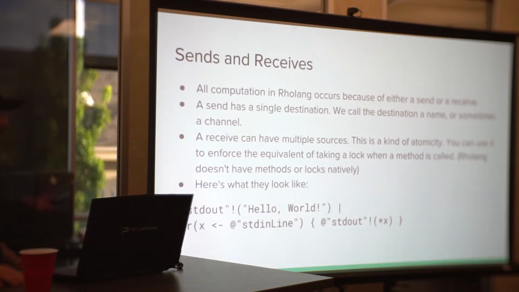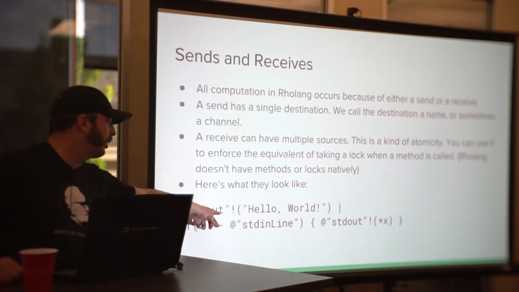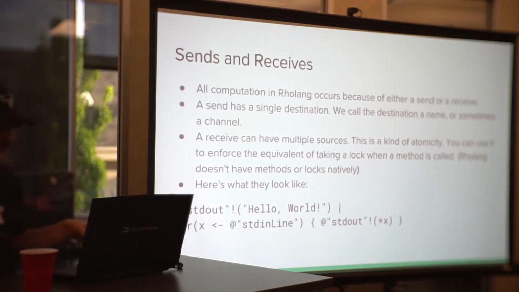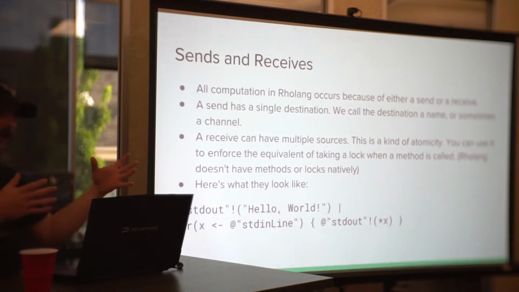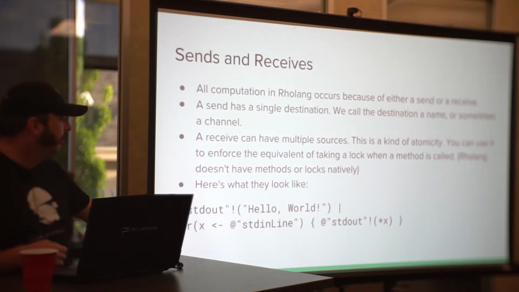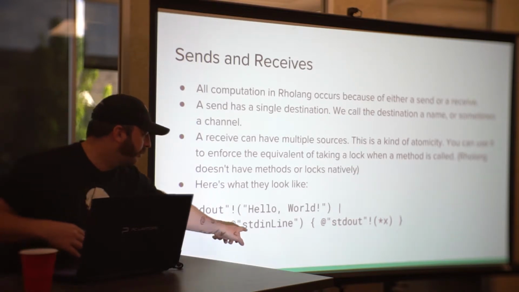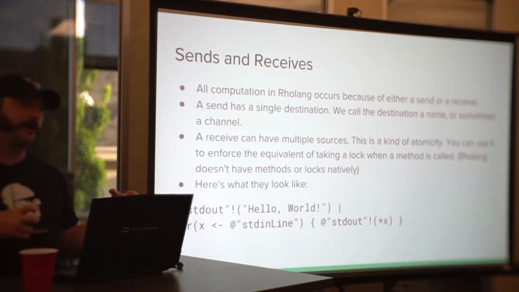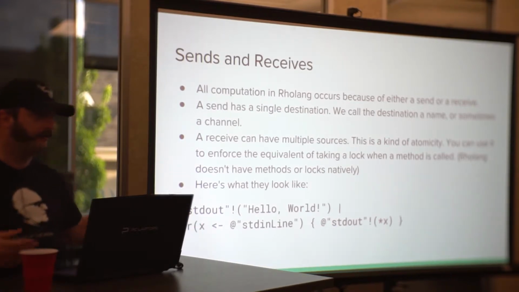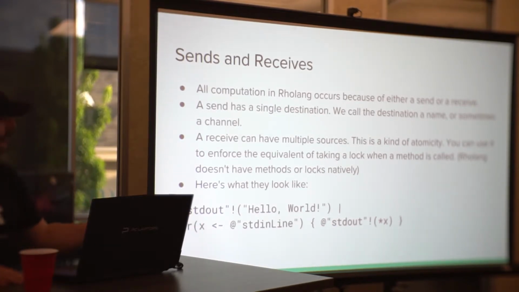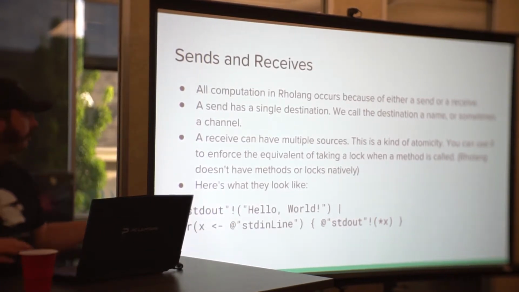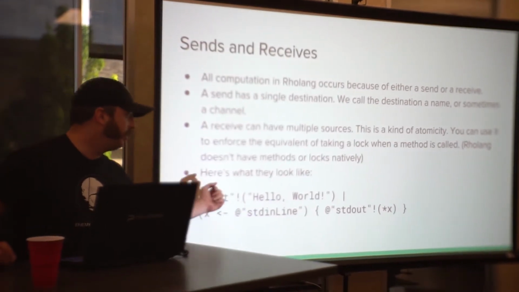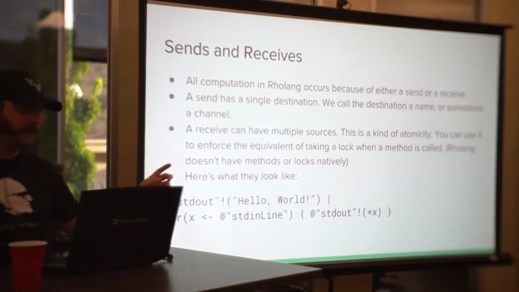And here's a quick example of what some sends and receives look like. Here we have a send to a channel named standard out. In fact, if you write to the quoted string standard out in the existing Rholang interpreter, it will actually print things out and have an effect. And then this doesn't work yet, but you could fake it by adding a send to standard in line. This line, if standard in line were a special channel with something listening on it, would read in a line from standard in and then write that line to standard out.